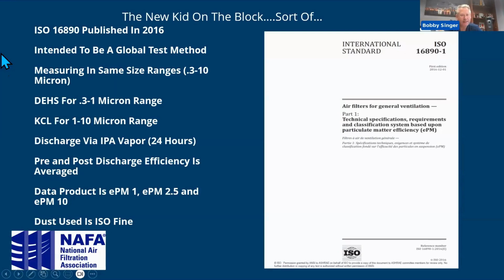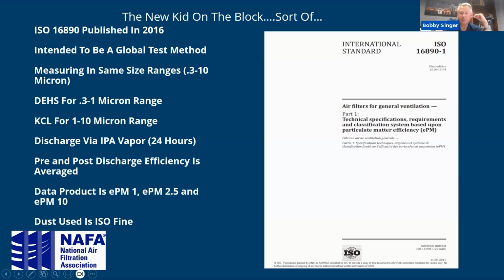It has a lot of similarities to 52.2. The measurements are in the same size ranges, 0.3 to 10 micron. It does, however, use the oil, the DEHS, for measuring from 0.3 to 1 micron. It uses potassium chloride or KCl in the 1 to 10 range. So that is directly comparable to 52.2.